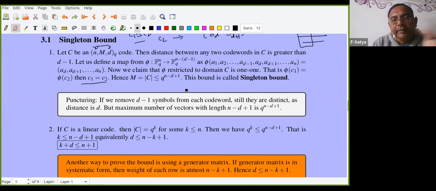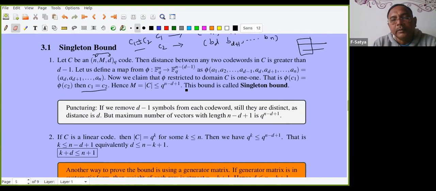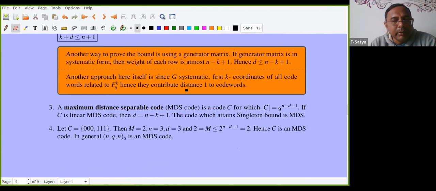So there are many ways to think about it. Here it is giving a bound for the cardinality of C. But once you know the cardinality of C, it will give a bound for d also, right? Like that, you can think of the Singleton bound.